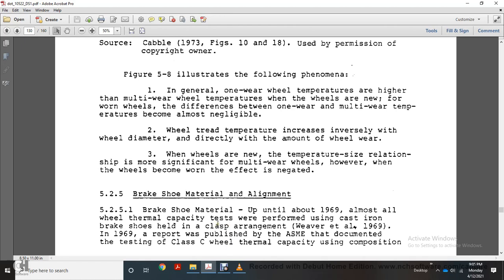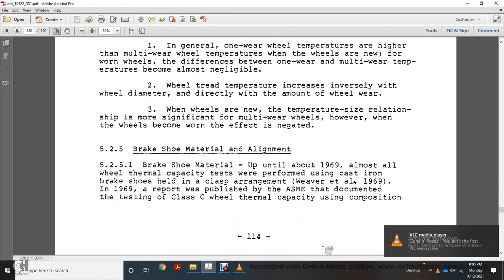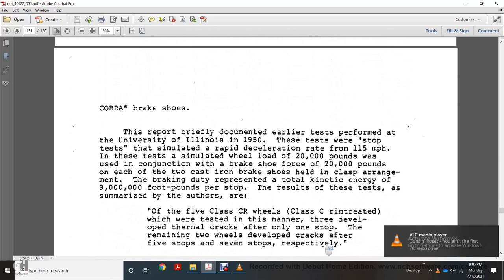5.2.5 Brake shoe material. Almost all wheel thermal capacity tests were performed using cast iron brake shoes until about 1969, when the Weaver 1969 report was published in the ASME. The document covered the testing of Class C wheel thermal capacity using composition brake shoes. The report briefly documented early tests performed at the University of Illinois.